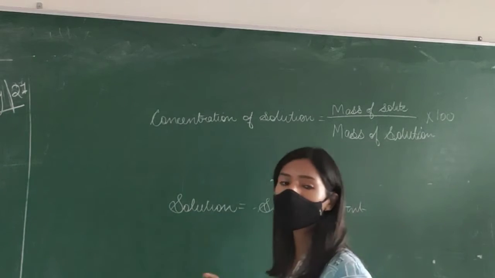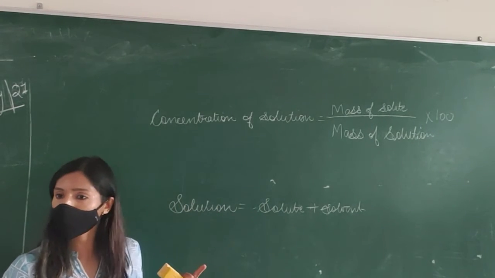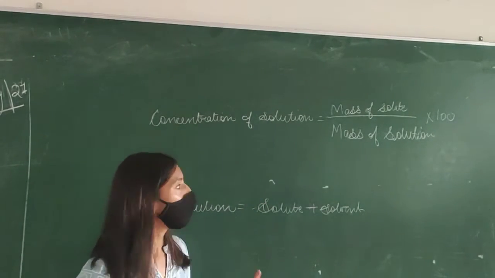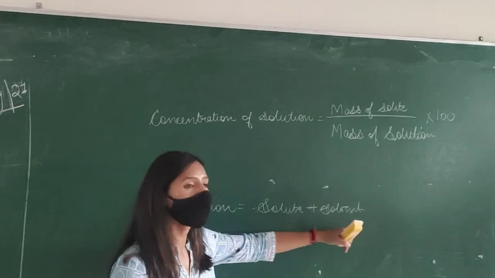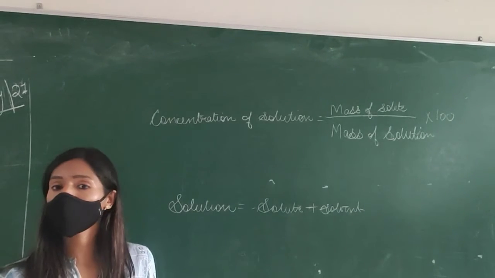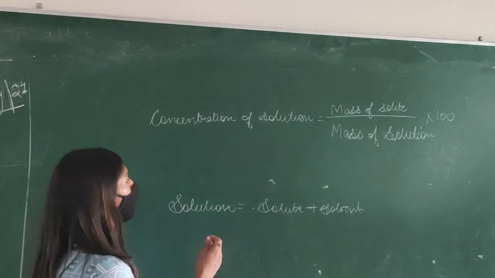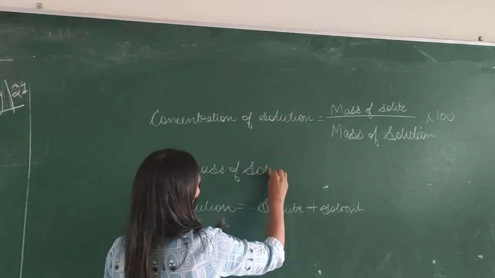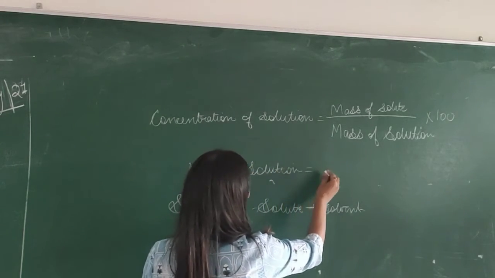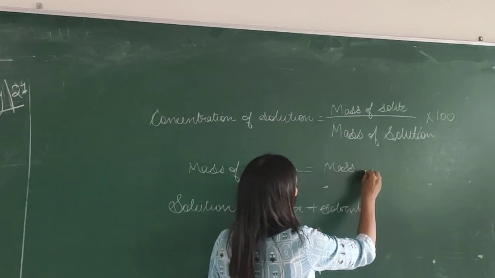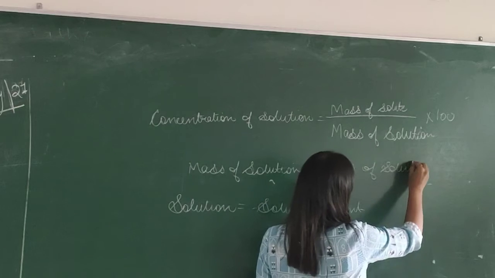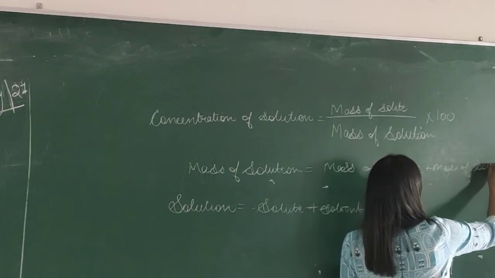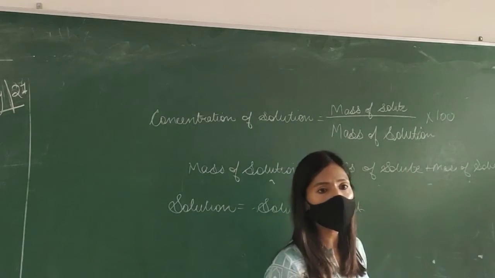Sometimes we will be given the mass of solution, and sometimes we will be given the mass of solute and mass of solvent. And we know that solution equals solute plus solvent. So if in a question no solvent mass is given, so we will do mass of solution. It will be the mass of solute plus mass of solvent, and then we will get the mass of the solution.